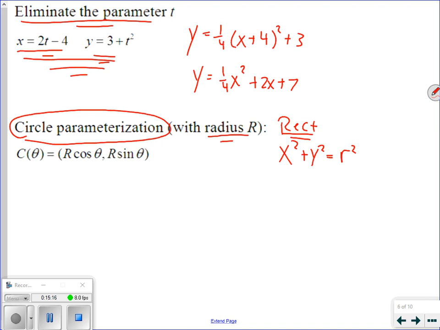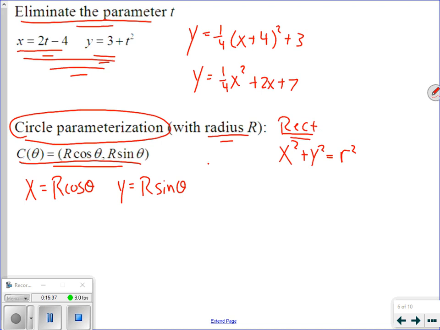The parametric version of this looks like this. Another way of saying this is where x is equal to r cosine theta, and y is equal to r sine theta. Very similar to what we would expect with the unit circle.